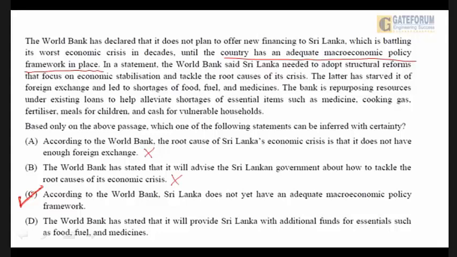The World Bank has stated that it will provide Sri Lanka with additional funds for essentials such as food, fuel, and medicines. Now, that's absolutely false, right? See, the bank has repurposed resources under existing loans to help alleviate. It has not said that it is going to give additional funds. No, old loans, those are being redirected. So naturally this statement comes out to be false and the correct one becomes option number C. I hope you have understood it. Let's go to the next one.